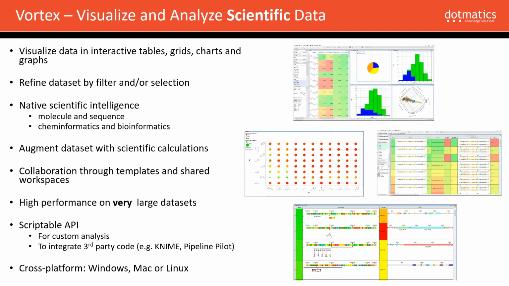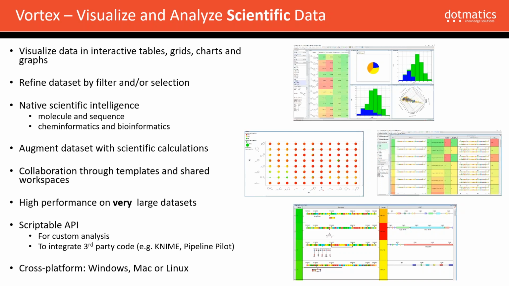As you load your data, it's often necessary to add more data to let you answer the questions that you want. So the data set that's loaded can then be augmented with scientific calculations, molecular properties, for example. Vortex can be used as a standalone application. I can load my data, do my analysis, get my result, and move on. But it's also often used between teams and in collaborations. Then you start to use things like templates and shared workspaces to have standard views of the data and to allow one scientist to create a view and then share it with others.